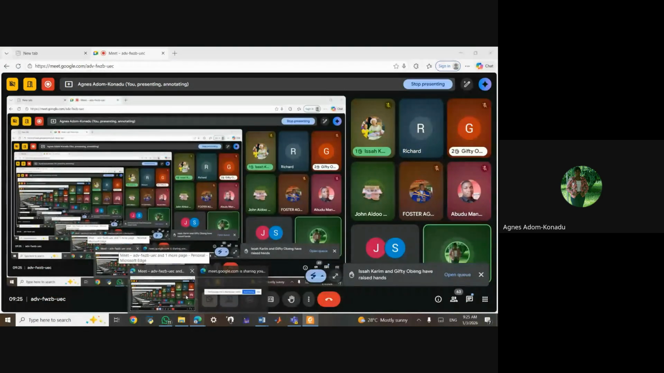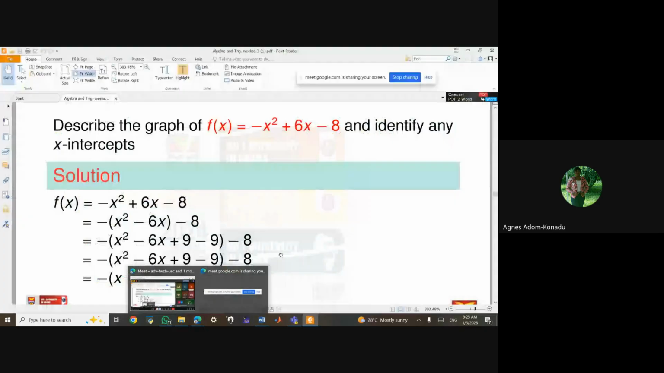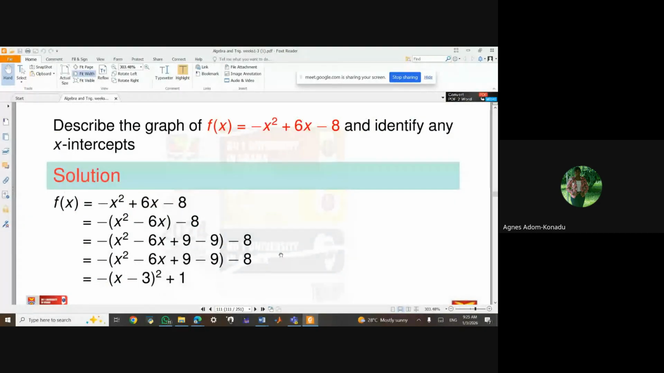Yeah, 2 hands, Gifty, and then Isa. Isa first. Isa, your hand is up.